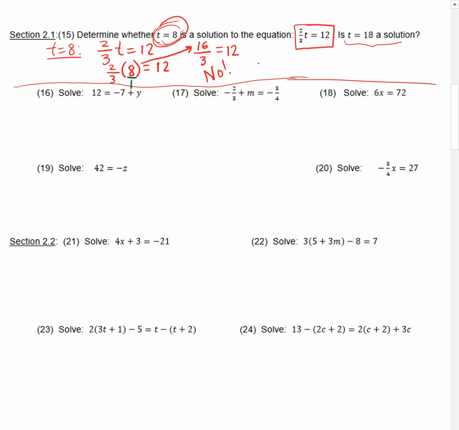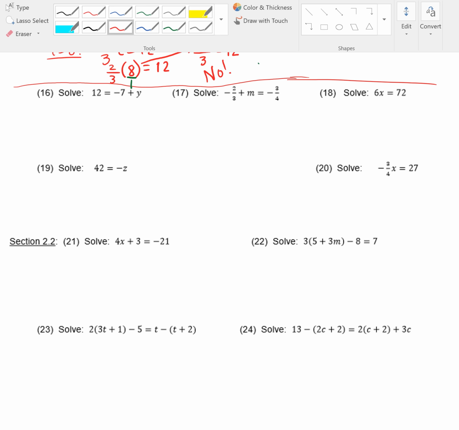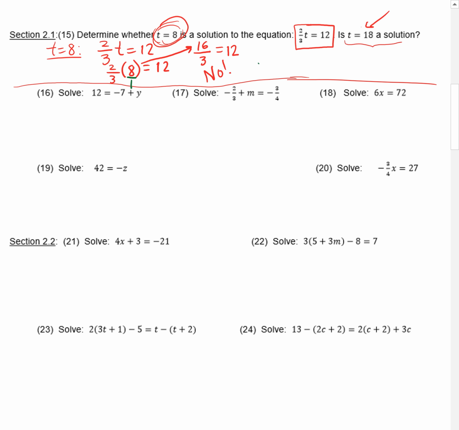Well, let's try the other value. They also said, okay, well, after you're done checking 8, let's try 18. Is that a solution? So now we'll do the same thing, but with t equals 18. So I have 2/3 times t, but I want to see if 18 is a winner here. Is equal to 12. Okay. So I'll do the same thing. I'm going to put the 18 over 1 and try to reduce.